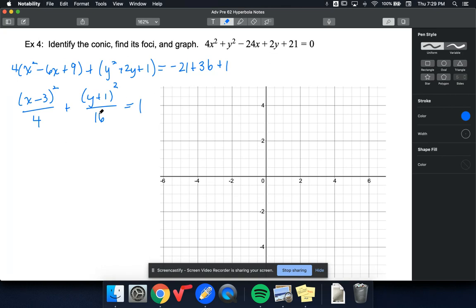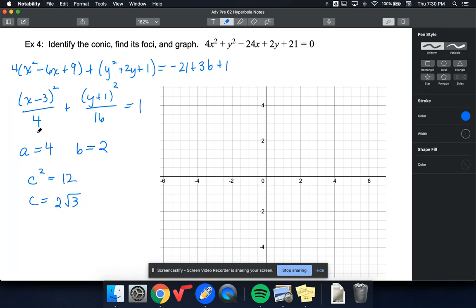But here I can see that this value is bigger, so that tells me my a value is going to be 4, square root of 16. My b value is going to be 2. I was told to find the foci. I know for an ellipse, c squared is going to be a squared minus b squared, so that's going to be 12. So c is going to be 2 root 3. And I know you saw me start to write the plus minus, but I know that c is a positive value. So that's why I'm going straight into just the positive here.